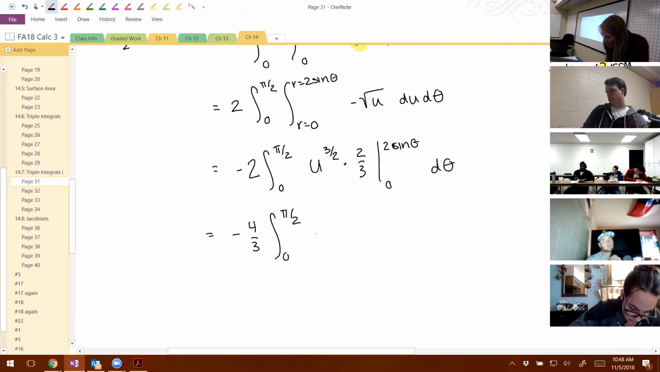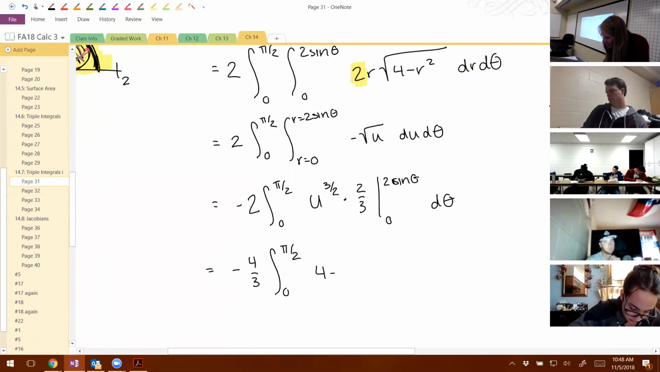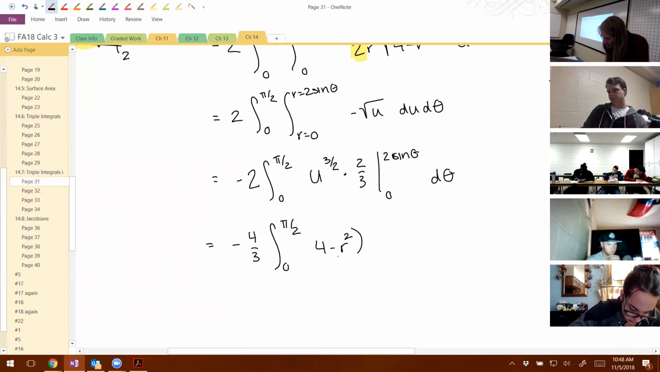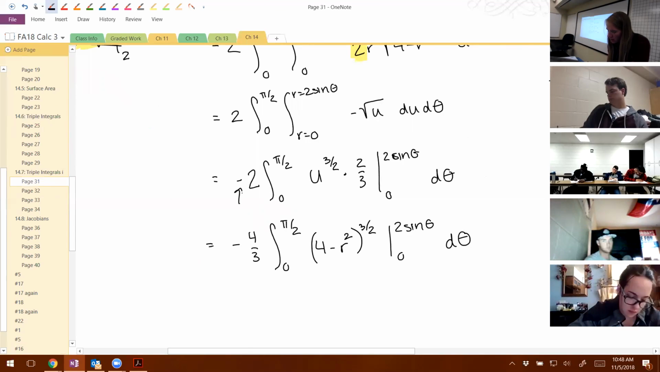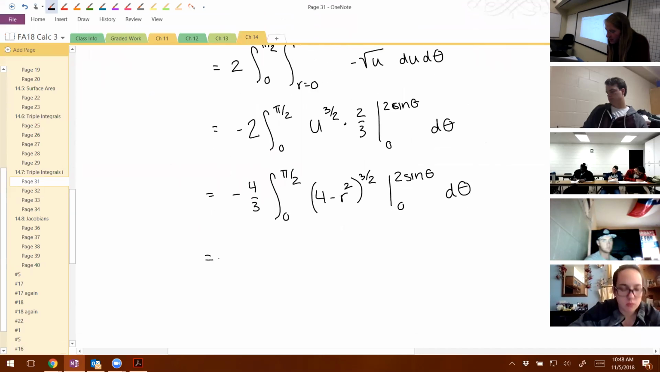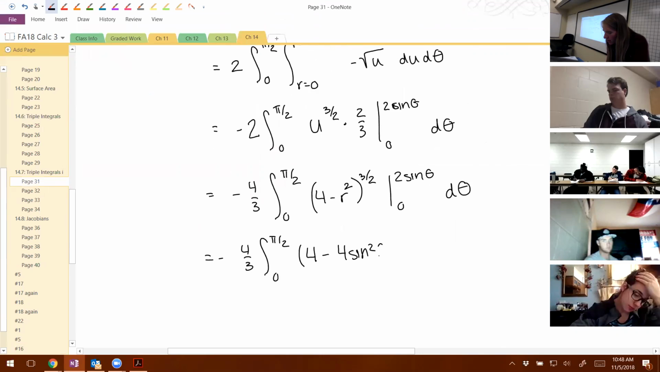All right, so if we back substitute, this is going to be 4 minus r squared to the 3/2. Is there a negative? I pulled the negative all the way out front here, because I forget to type negatives. So if I put it out front, I'm less likely to forget it. All right, so negative 4/3, 0 to pi over 2. And if we go back and do this substitution here, we have 4 minus 2 sine theta squared, which is going to be 4 sine squared theta to the 3/2. And if I go back and plug in a 0, 4 minus 0 is 0, so 4 to the 3/2.